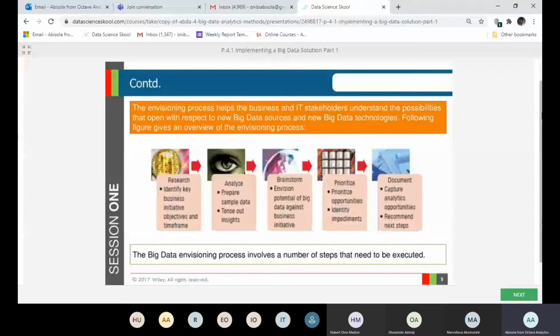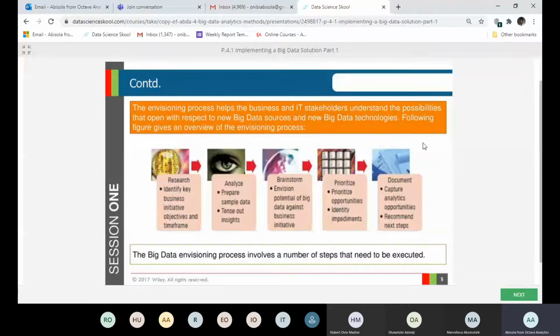You cannot just get data and perform visualizations on it without knowing what the business wants. So these two aspects, these two people, are very important in the envisioning process. They help you to open your mind to see the big data opportunities that you can implement in the organization, because they tell you the different things that are on the ground and the different things that you need. That is what these two stakeholders do.